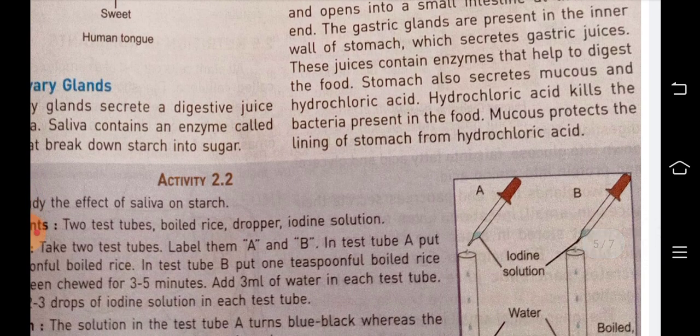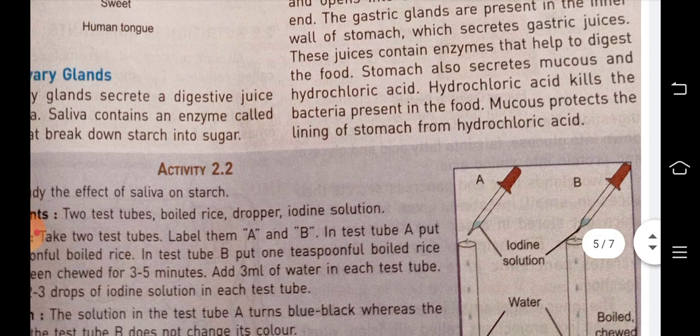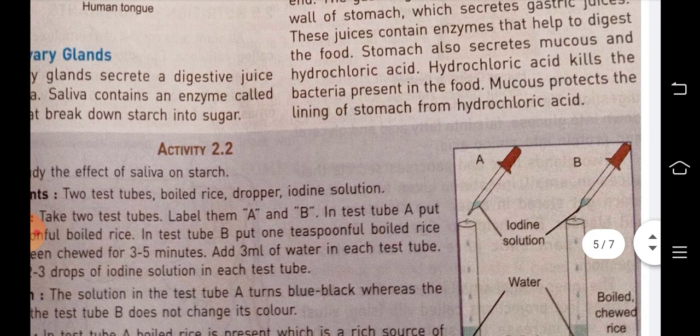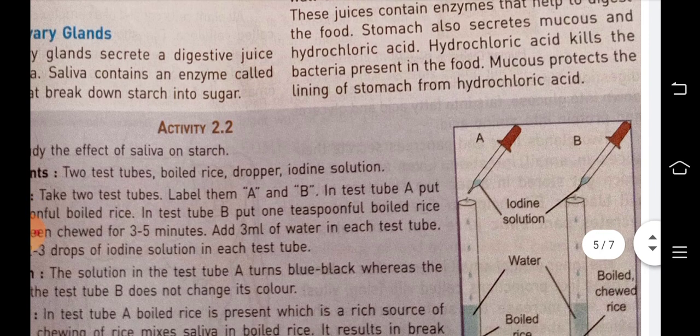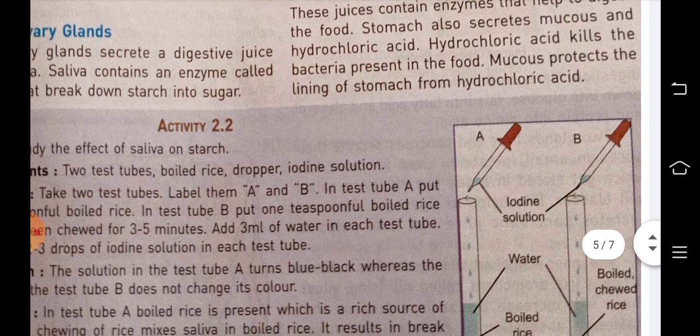Hydrochloric acid kills the bacteria present in the food, because the food which we eat contains some bacteria which is killed by hydrochloric acid. And mucus protects the lining of stomach from hydrochloric acid.